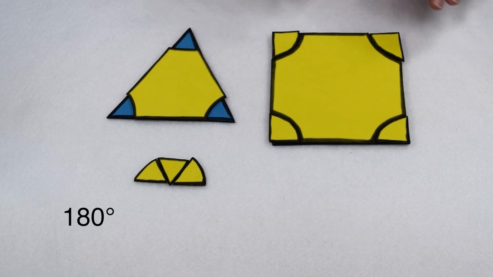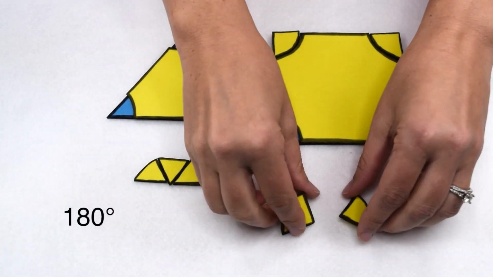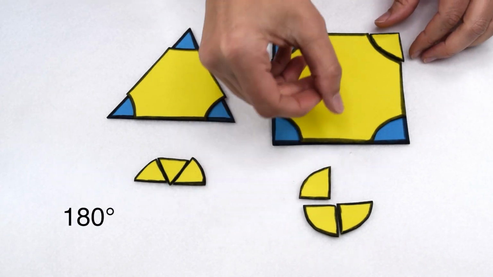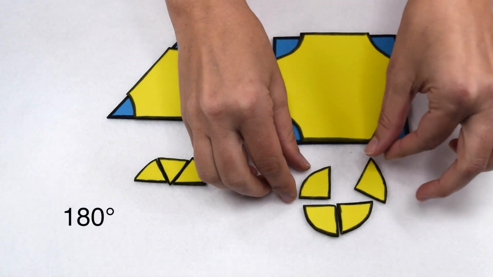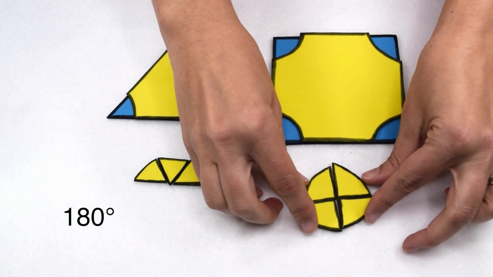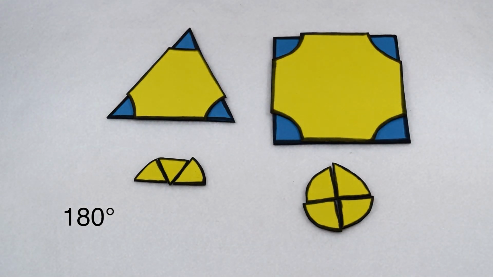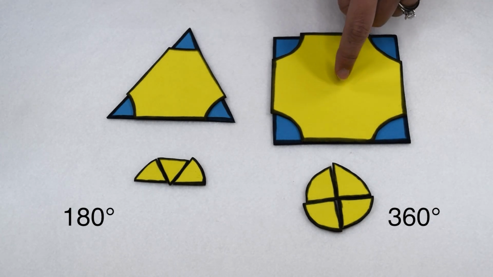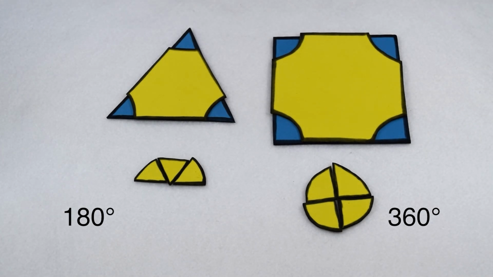Well, let's try that again with the regular quadrilateral. A regular quadrilateral is a square, so we're going to go around and cut off its vertices as well and see if we can arrange them to help us find our interior angle sum. When we do that, we see we can put its vertices together to make a circle. A circle is worth 360 degrees, so that tells us the interior angle sum of our square is also 360 degrees.